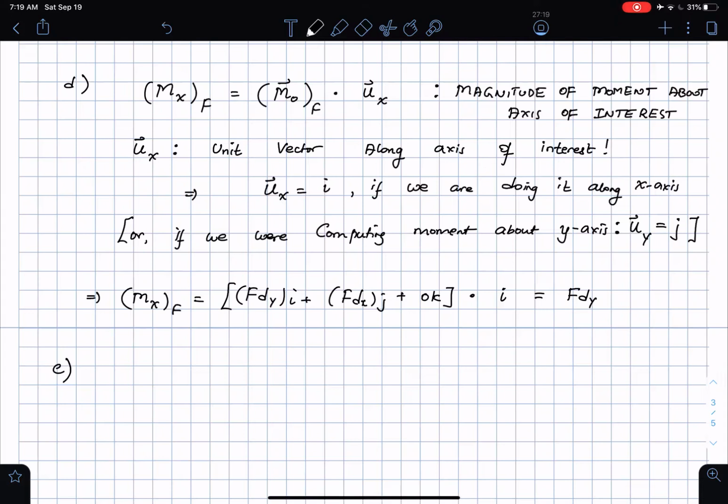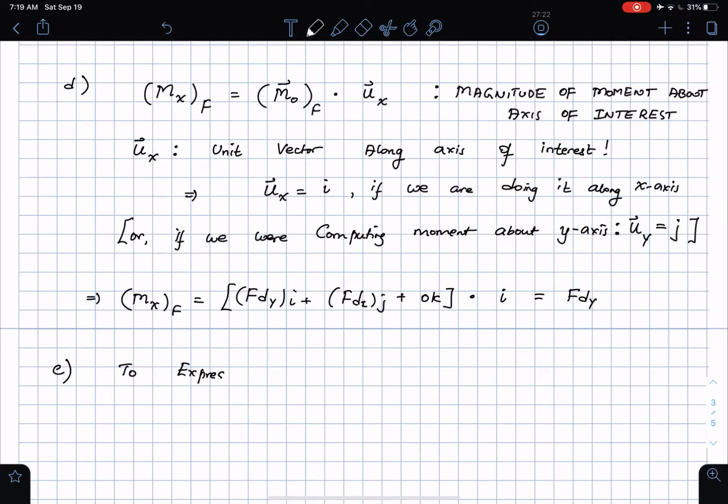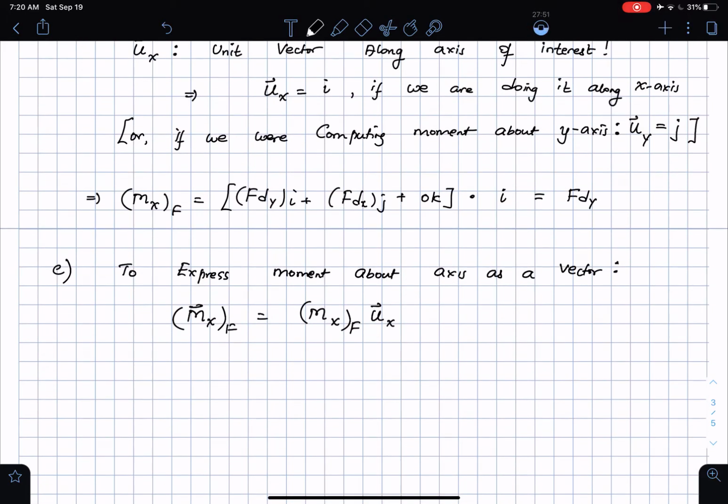And lastly, to express the moment about the axis as a vector, I have to take the magnitude of the moment, which I just calculated in the previous part, and multiply it with the unit vector. This is typically what you've been doing to find the force as a vector: I take the magnitude of the force and multiply it by its unit vector. So this essentially gives me F times dy in the i direction.